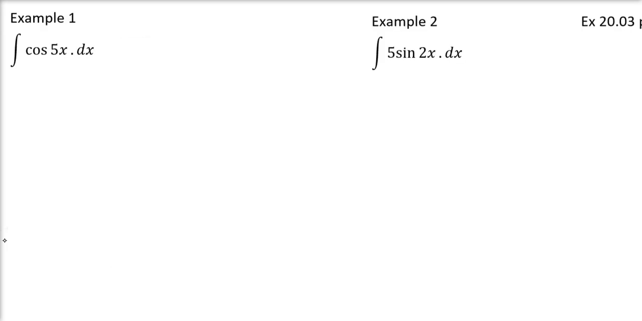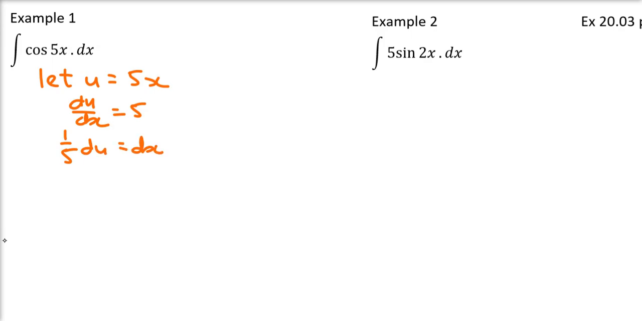What have we got here? Cos 5x. So what are we going to do? We're going to let u equal 5x. Happy with that? Yep. And then our du by dx is going to be equal to 5. So therefore a fifth du is equal to dx. Hopefully I've done that enough now that you can see where that comes from. I don't have to go through every single step.